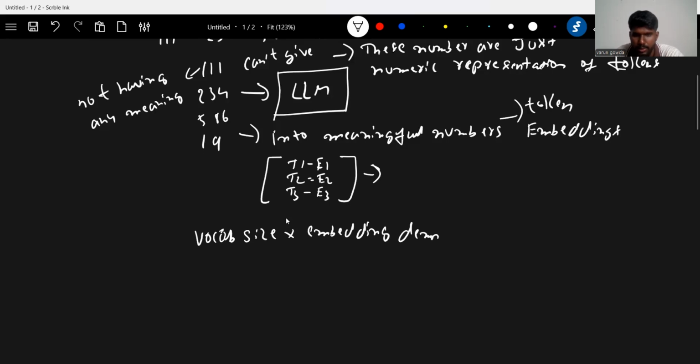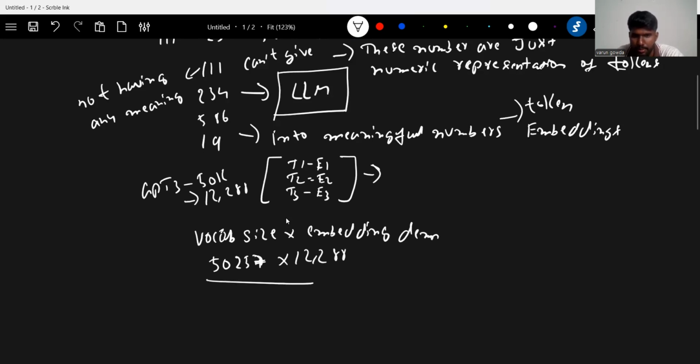What is the vocab size that we used before? We used subword level tokenization. In GPT-3, it's approximately 50K; the exact number is 50,257. These many tokens are there in our vocab, times our embedding size. The embedding size in GPT-3 is 12,288. In the sense, these many dimensions are used to represent a single token. This is our embedding matrix size.